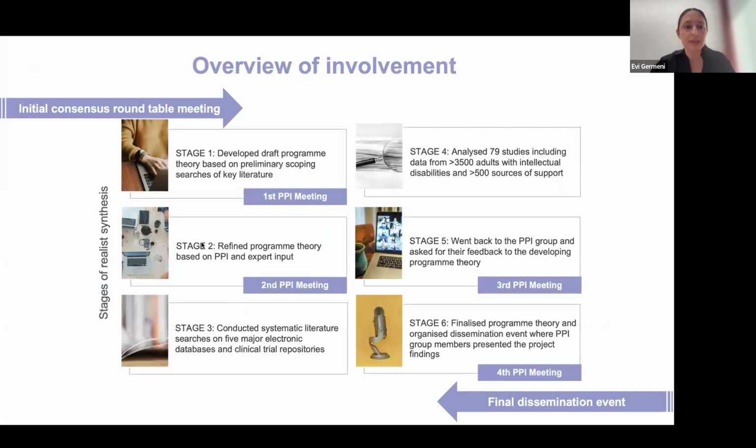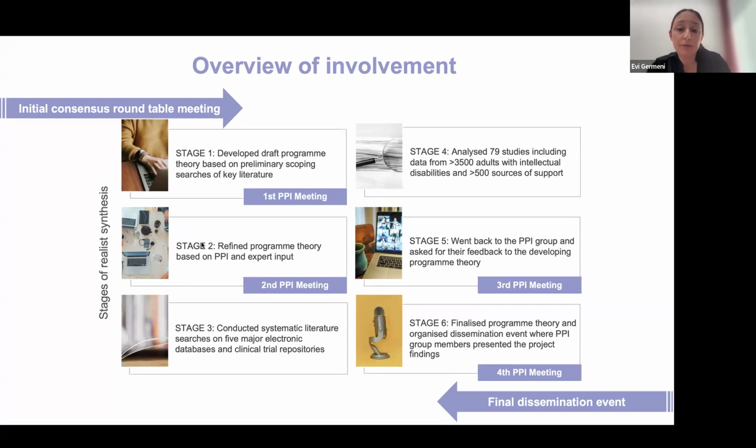So in this very busy slide, you can see a snapshot of an overview of the patient and public involvement. We thought it would be very crucial to involve people with lived experience from the very beginning of the project, even before the project got selected for funding. So in order to inform the development of our funding application, we held an initial consensus roundtable meeting with all PPI members and the support worker.